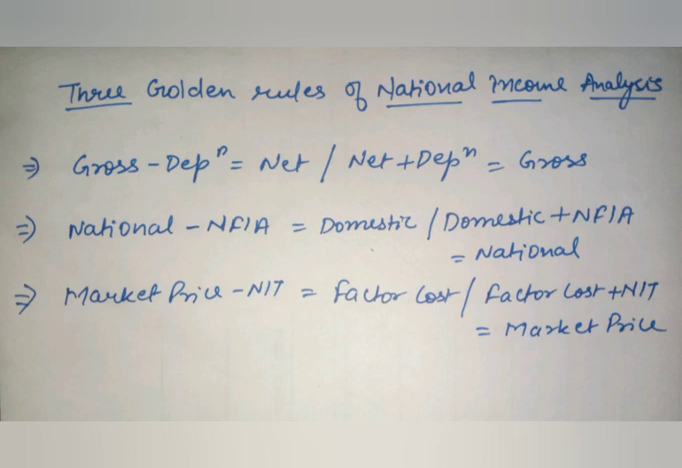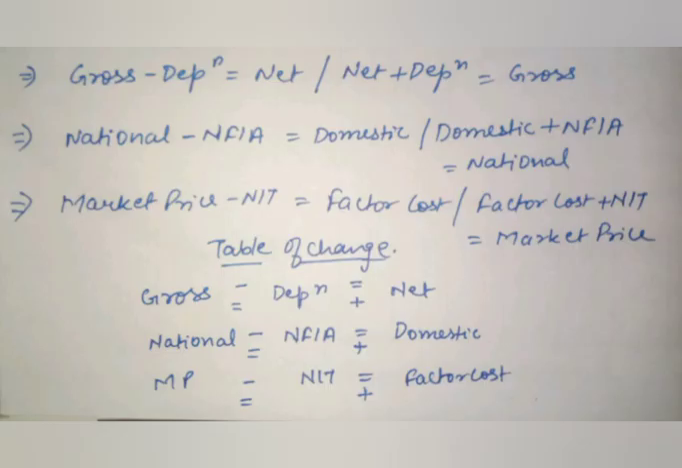All the 3 components, depreciation, NFIA and NIT, have been discussed in the previous video. Here is the summarized table of change for your reference. I'll request you to please take a screenshot of this table of change for future reference.